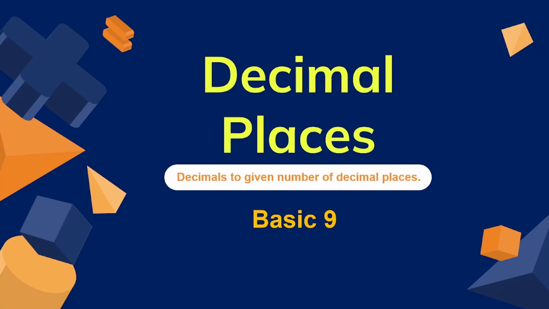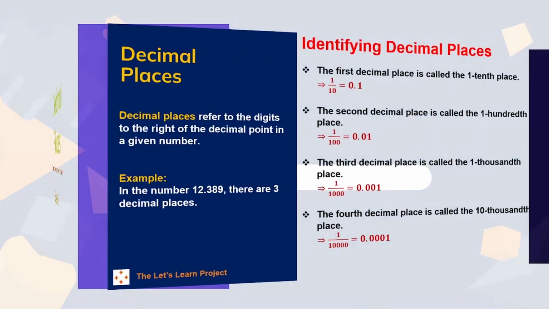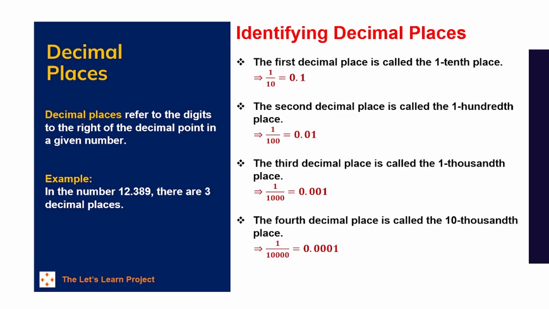In this lesson, we'll be taking a look at decimal places within any given decimal number. Now, what does decimal places mean? Decimal places refer to the digits to the right of the decimal point in any given number. When you are given any number and it has decimal places, you will usually see a decimal point.